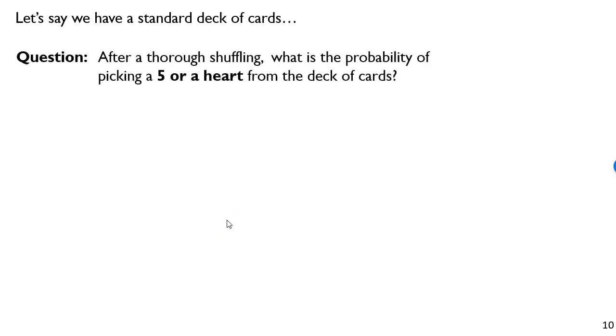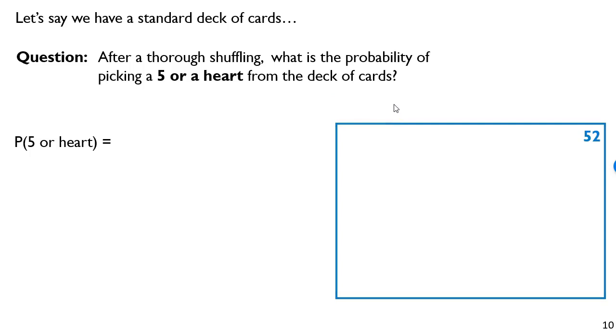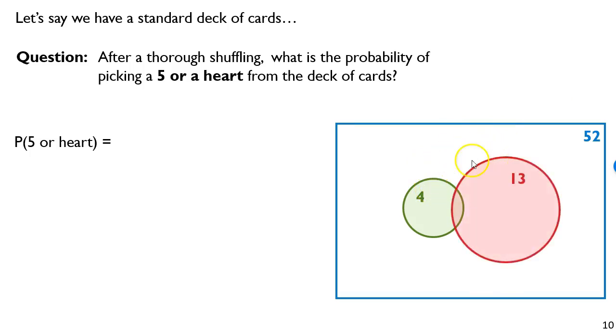Okay, so second question, this one involves a compound event. After a thorough shuffling, what is the probability of picking a 5 or a heart from the deck of cards? So this is the probability that we pick a card, and that card is either a 5 or a heart, or both, a 5 and a heart. Okay, so our sample space contains 52 cards. There are 4 fives and there are 13 hearts. But there's one card that is both a 5 and a heart, and that is the 5 of hearts.